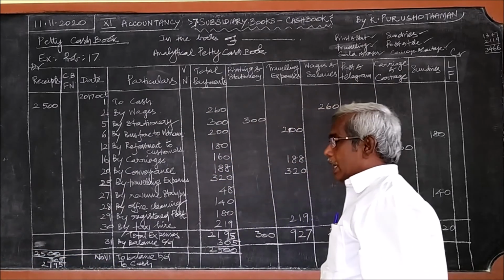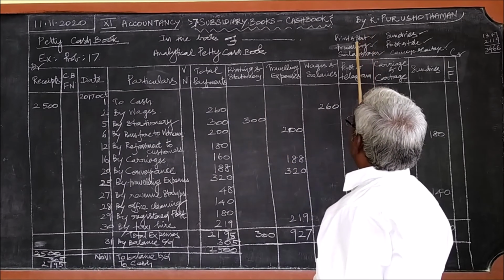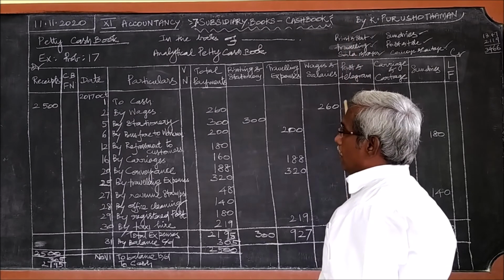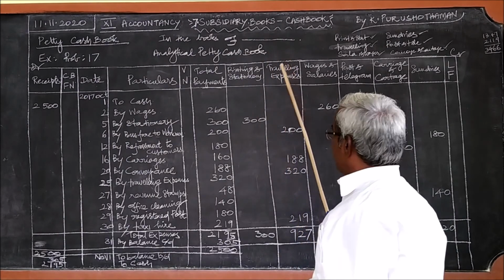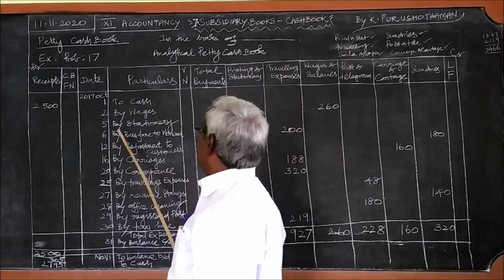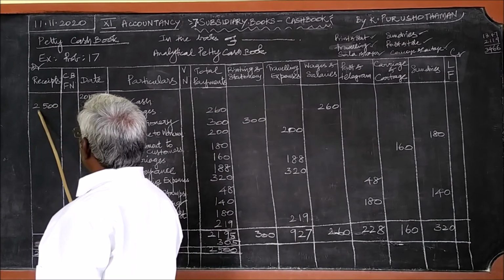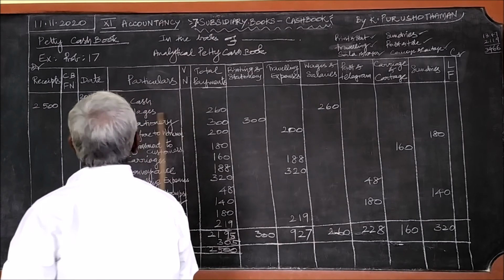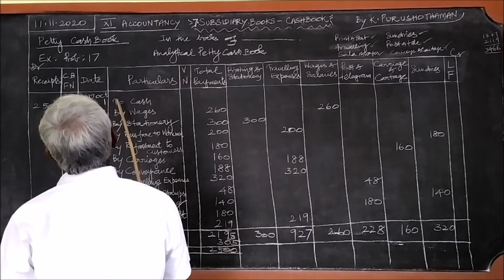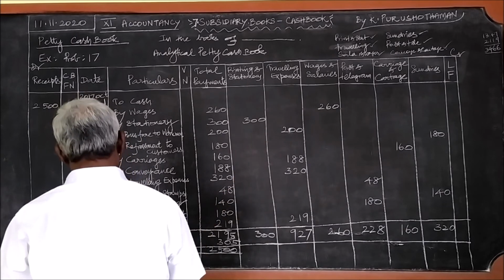Like what I did, you should select the number of columns and draw the columns as such. Okay, right. The first one, received from the cashier to cash. This is the only receipt. You write it here, and other things are payment. Therefore, you write on the right hand side. Here for receipt to, for other payments you should write by.